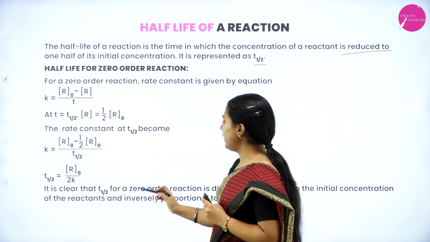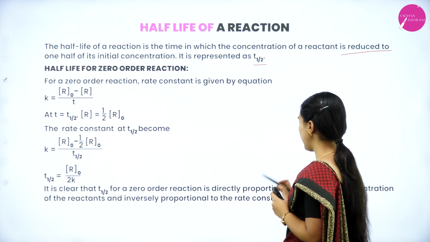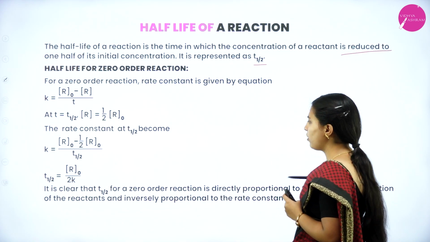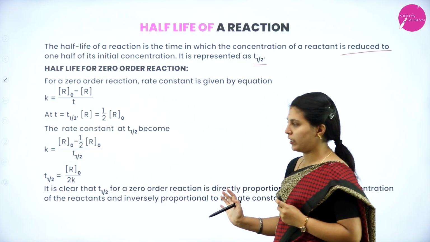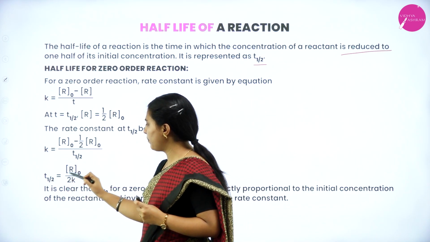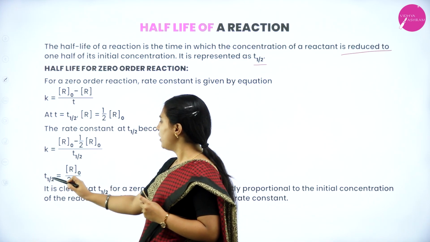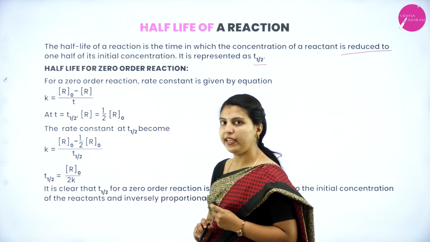It is clear that t-half for a zero order reaction is directly proportional to the initial concentration of the reactant and inversely proportional to the rate constant. See here, t-half is directly proportional to the initial concentration, inversely proportional to the rate constant.